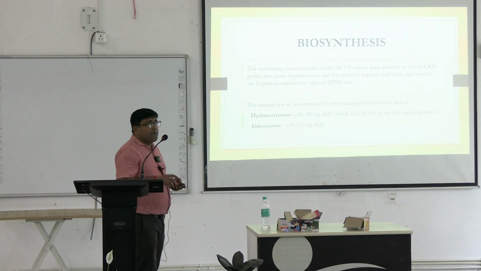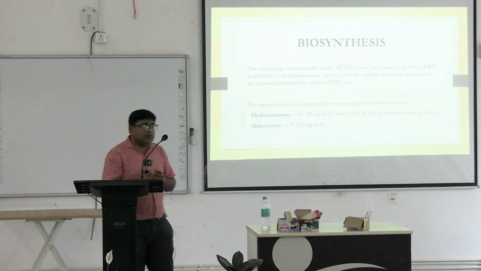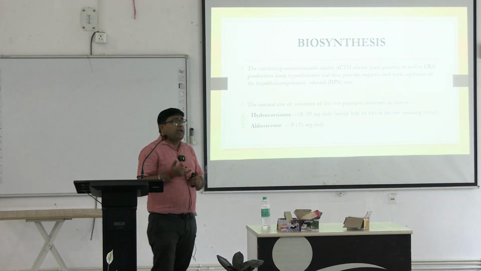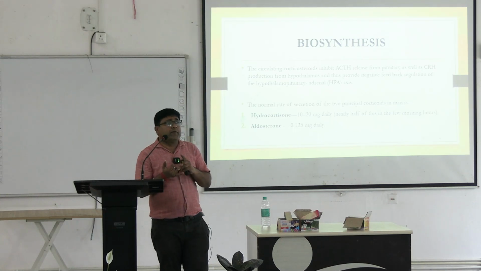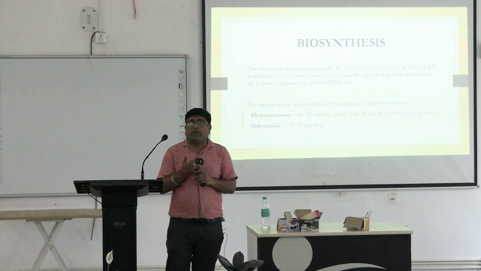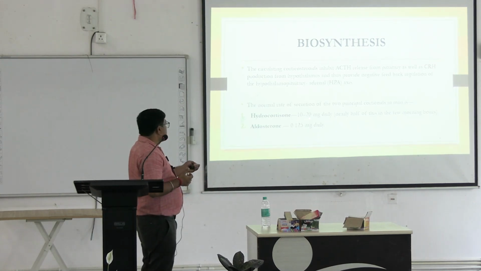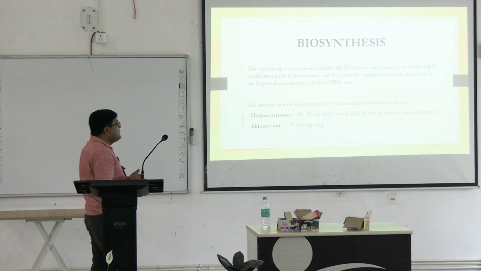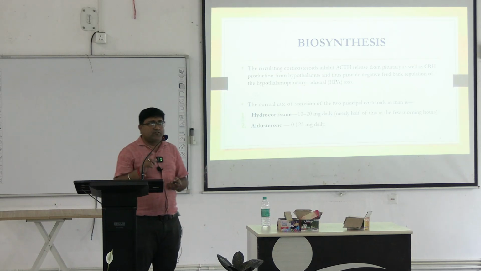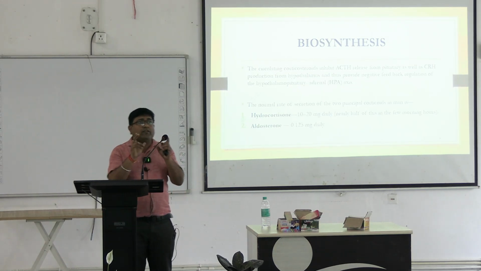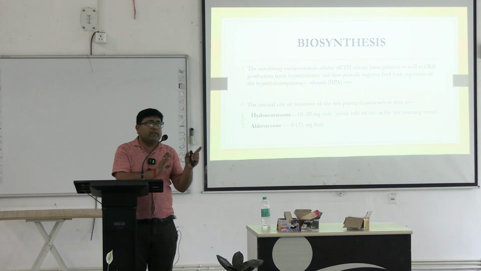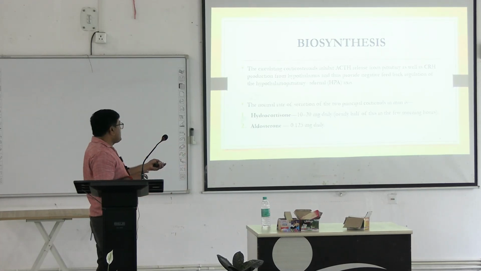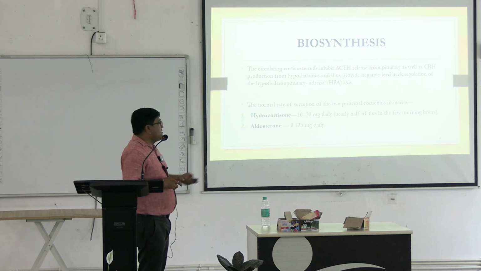What are the two endogenous corticosteroids released in the body? These are hydrocortisone, that is a glucocorticoid, and number 2 is aldosterone, which is a mineralocorticoid. Hydrocortisone 10 to 20 milligrams is released daily, nearly half of this in the morning few hours. So more cortisol is present in the morning than in the evening. That is the physiological cortisol level. Aldosterone 0.125 milligram is released daily.